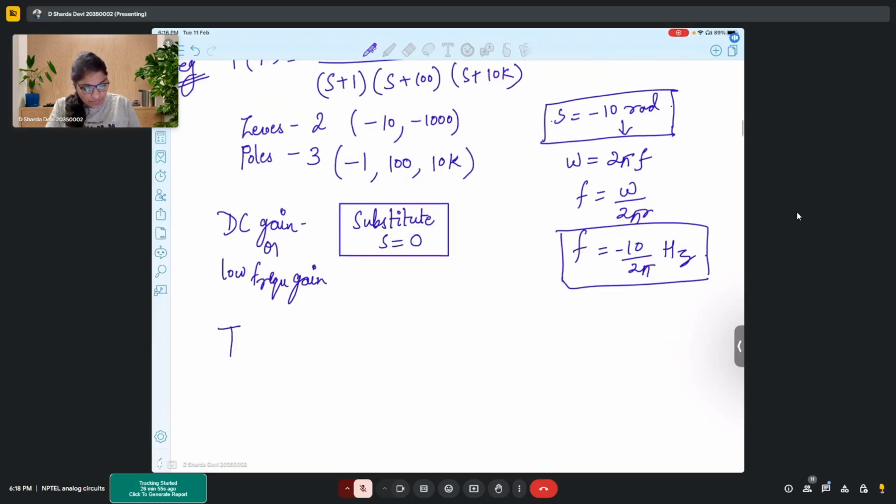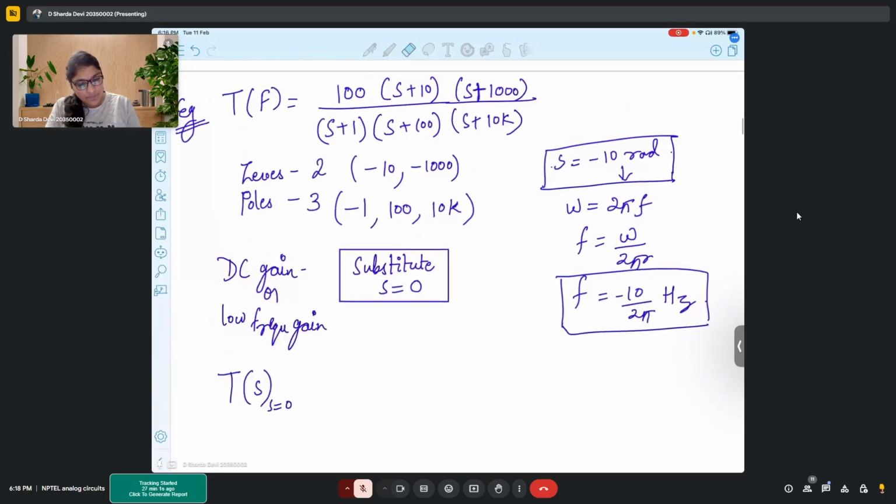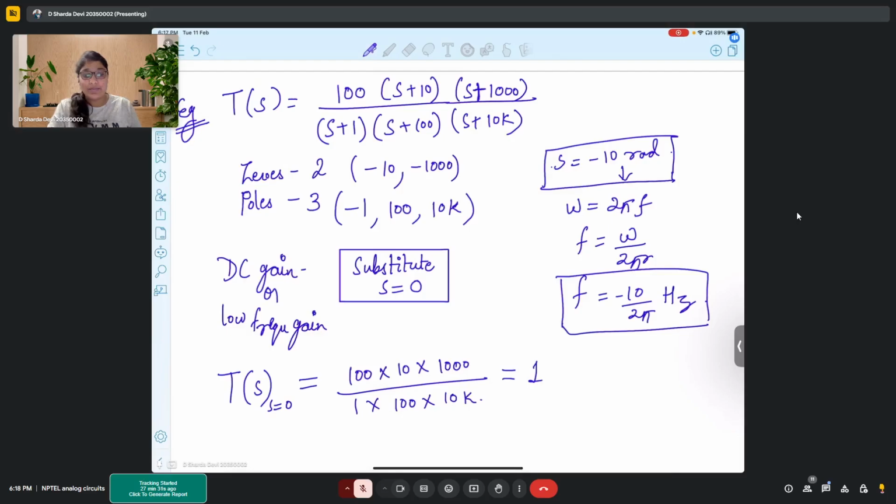So when you substitute the transfer function with s equal to 0, what will you get? 100 into 10 into 1 0, 1 into 100 into 10K. So what is the DC gain that we are obtaining for our transfer function over here? So DC gain comes out to be 1. But this DC gain is in volt by volt, right?